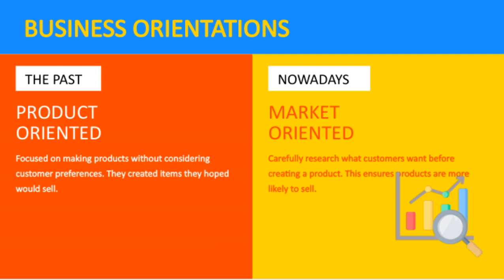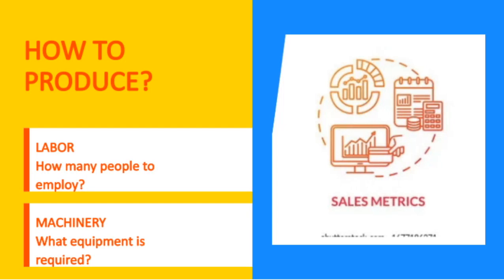Today, the market-oriented approach is key. It's all about putting the customer first, researching, understanding, and then designing products that truly match their preferences. This shift has made businesses more successful because they're creating what people actually want rather than guessing. So, the main takeaway here is that knowing your customer and aligning your product development accordingly is what drives success in today's competitive landscape.